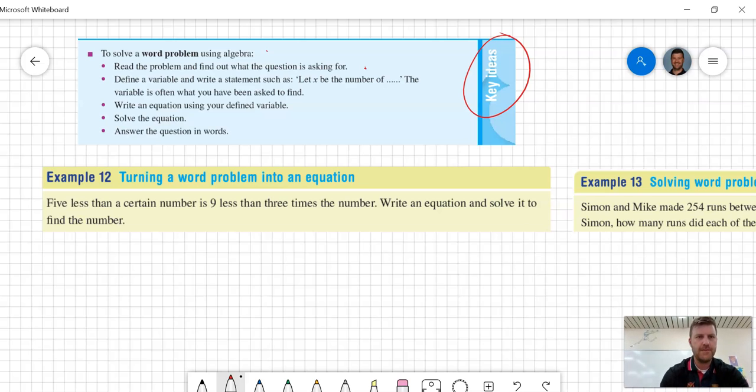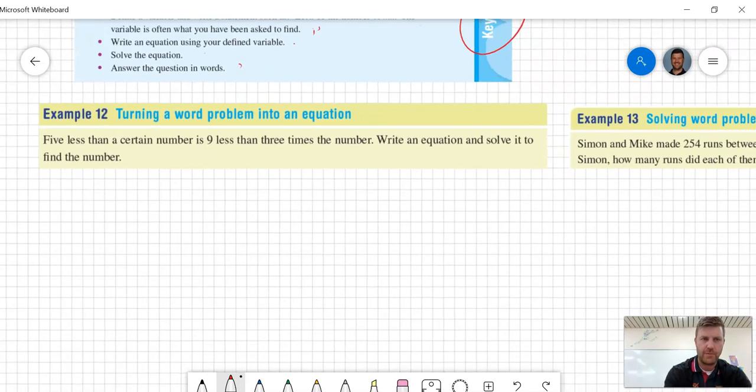Okay, really important. Define a variable and write a statement such as let x be the number of whatever it's asking for. It might be, let x be the number of apples. And the variable is often what you're actually asked to find. Okay, so it might be a problem to do with the number of apples that Mr. Markwick brings to school every day. How many apples does he eat? Then write an equation using your defined variable. Okay, and solve the equation and then answer the questions in words. So at the end you might actually say if x equals 5, therefore Mr. Markwick brings 5 apples to school every day.